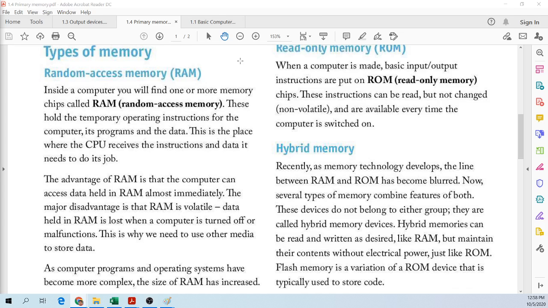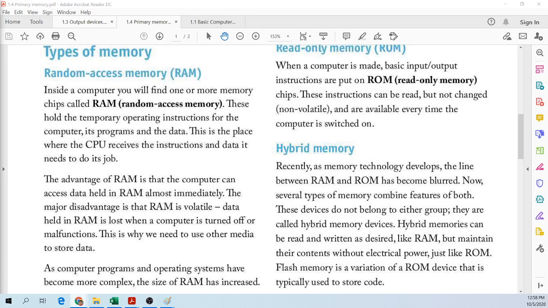Random access memory, RAM. Inside a computer, you will find one or more memory chips called RAM. These hold the temporary operating instructions for the computer, its programs and data. This is a place where the CPU receives the instructions and data it needs to do its job.